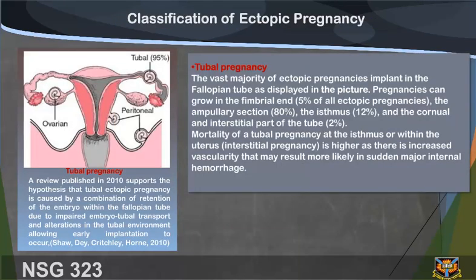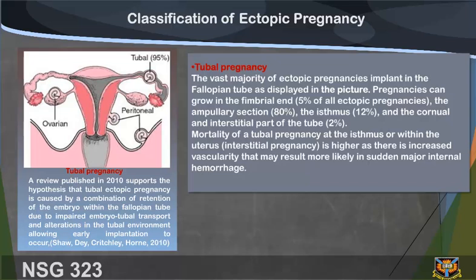Classification of ectopic pregnancy. A review published in 2010 supports the hypothesis that tubal ectopic pregnancy is caused by a combination of retention of the embryo within the fallopian tube due to impaired embryo tubal transport and alterations in the tubal environment, allowing early implantation to occur. Shaw, Dey, Critchley, 2010.